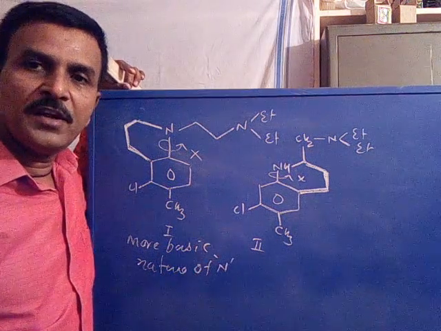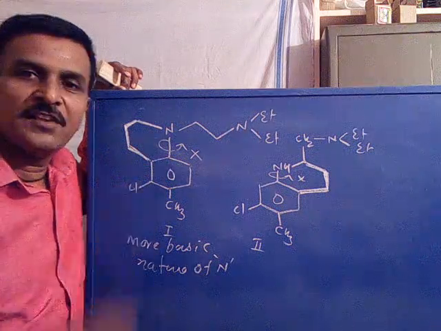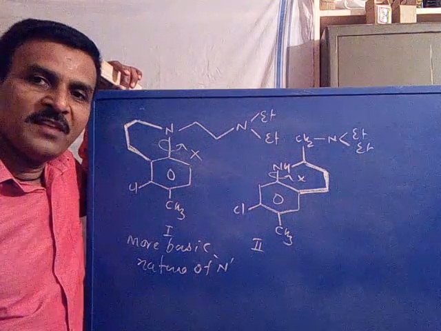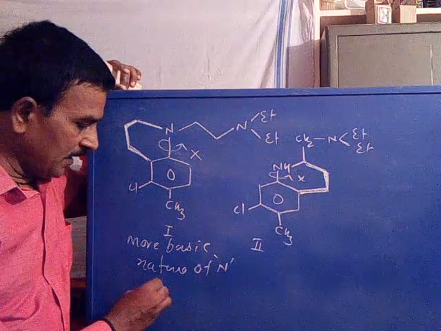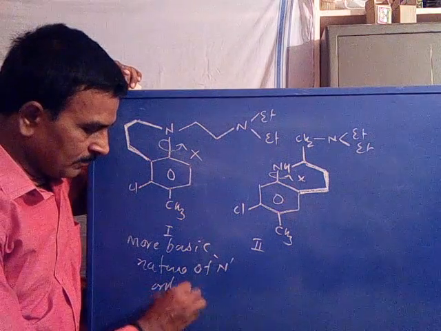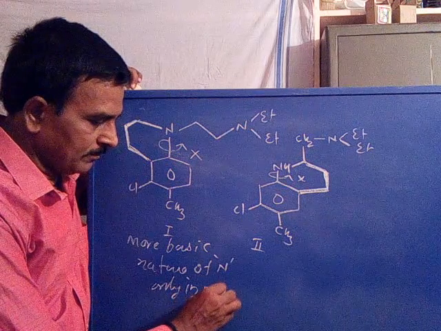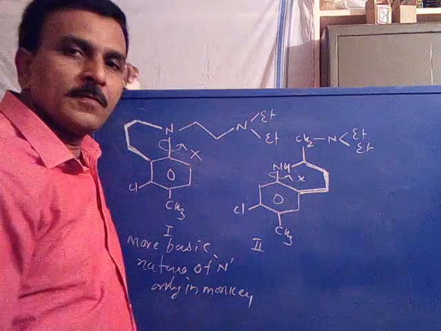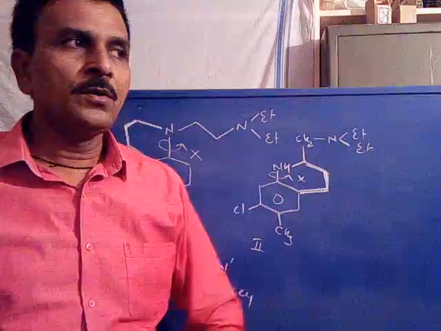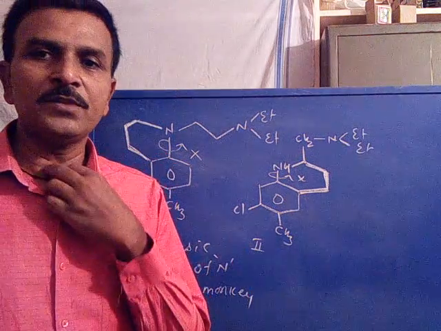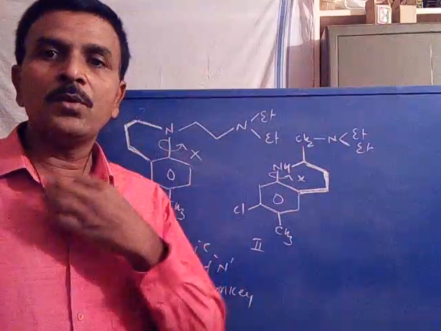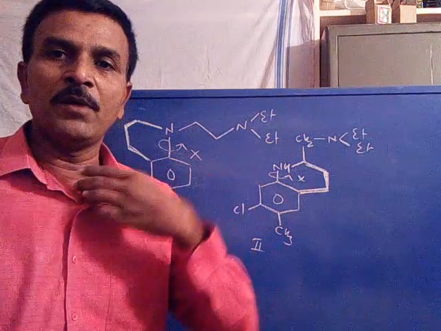Due to its more basic nature, because nitrogen is tertiary, the more basic nature of nitrogen causes activity only in the monkey. It is not active in humans. So in the first structure, due to the more basic nature of nitrogen, it is active only in the monkey, not in the human body.